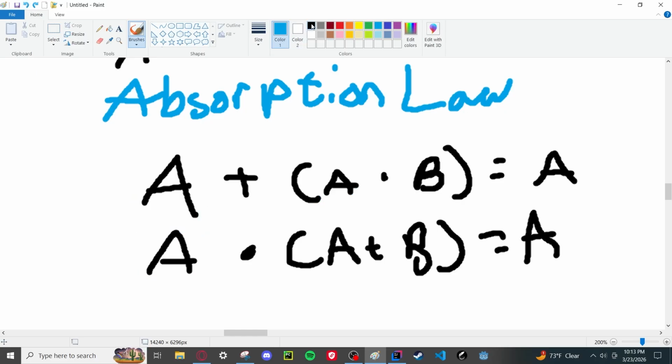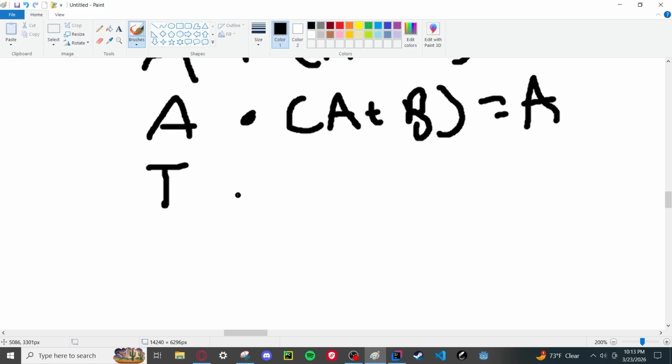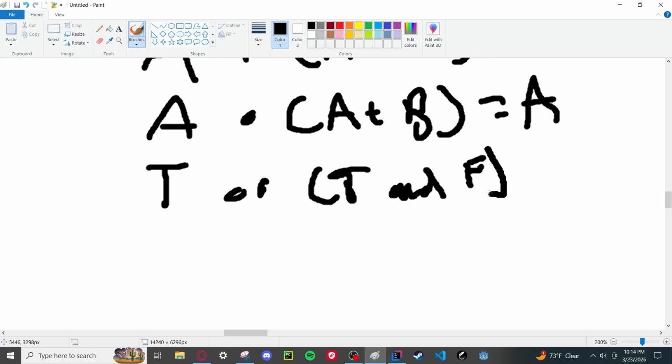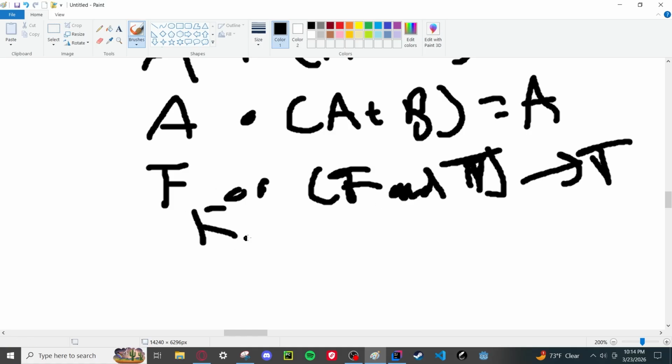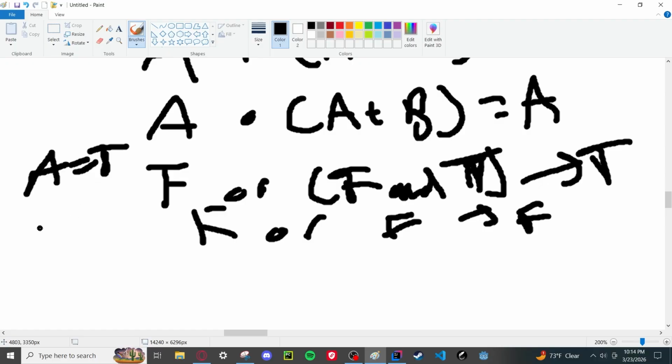And if you want proof for this, let's say we have true or (true and false). Well, this is going to evaluate the false, but it doesn't matter because this is true, so the whole thing is going to become true. If this was false and this is false, it wouldn't matter if this was true because this is already false, so your whole thing is going to become F or F, which is going to be false. So you can see how the output changes: when A is true, your whole thing is true, and when A is false, your whole thing is false.